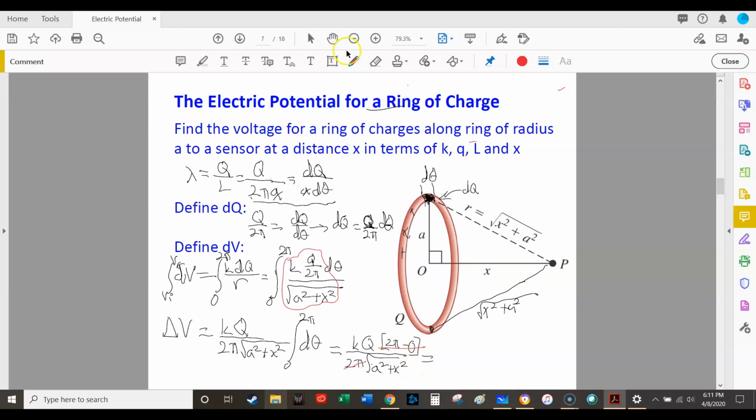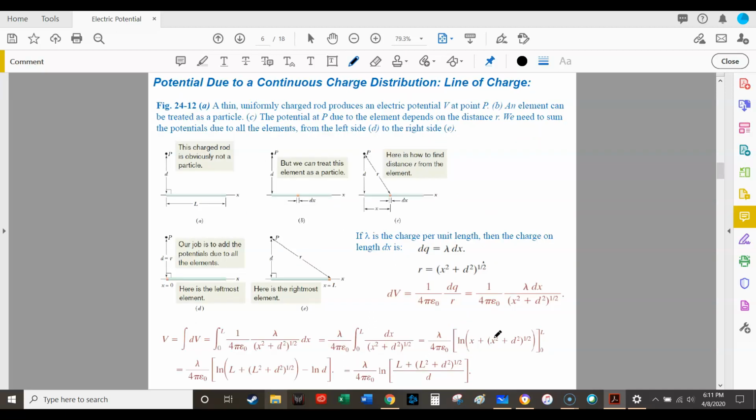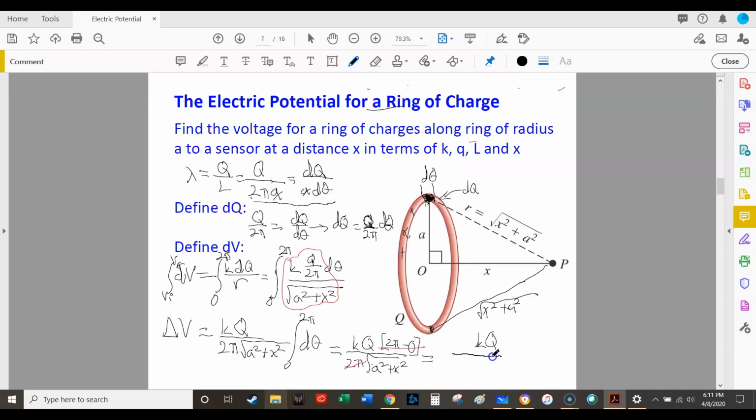And essentially what we're going to be left with is just this, kq over the square root of a squared, which is the radius, plus x squared. Okay? And that's how to get the electric potential of a ring of charge.